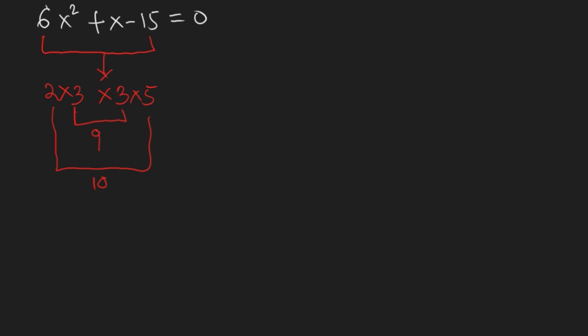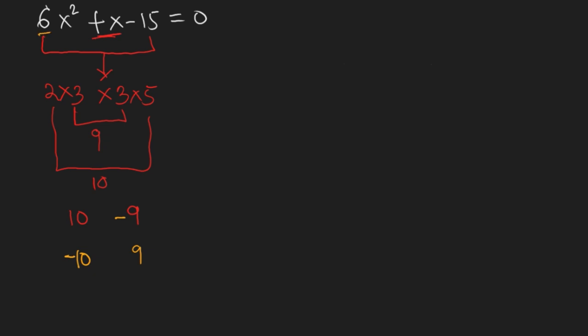So 10 and 9, what do I do to 10 and 9 to give me positive 1? Where is the positive 1 coming from? The positive 1 is coming from the middle here, where I have plus x. So I write my 10 and then 9. To get positive 1, the 9 should be negative. To proceed, when I get a 10 and negative 9, I'm supposed to change their signs. So this now becomes negative 10 and 9.